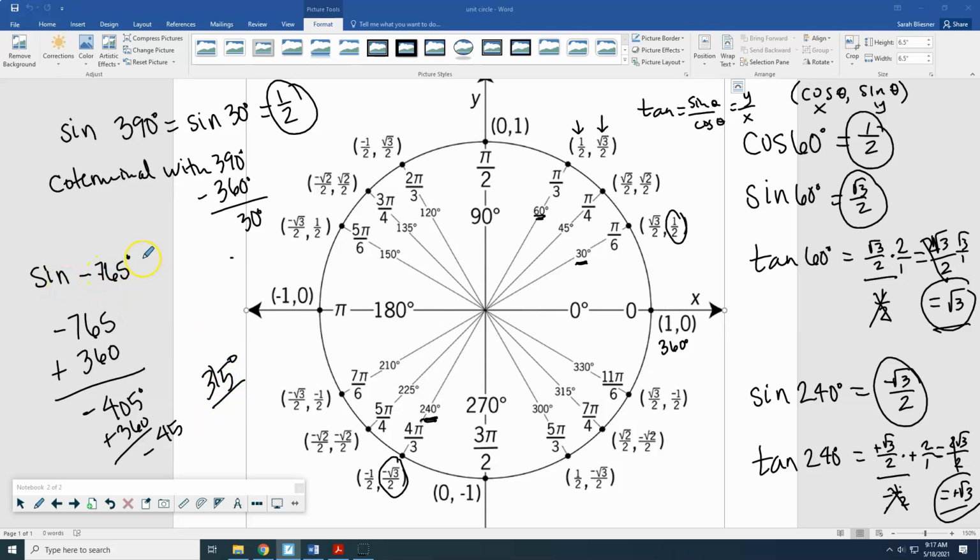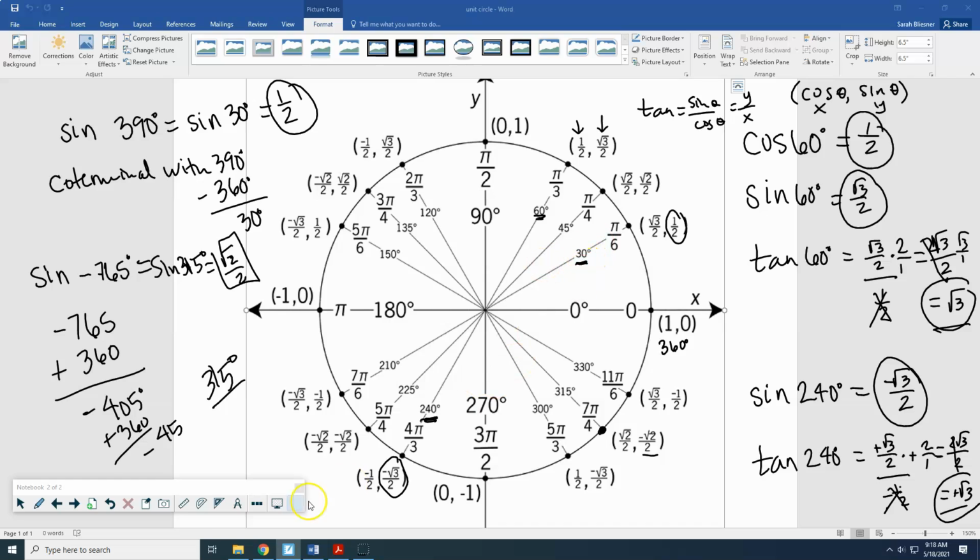So I know that sine of negative 765 is equivalent to sine of 315, because those are coterminal angles. And so now I can go ahead and use this coordinate right here. Sine is the y value, so this would be negative square root of 2 over 2.